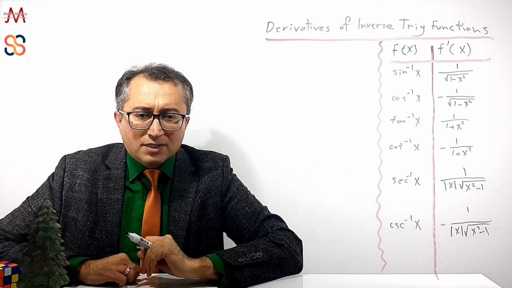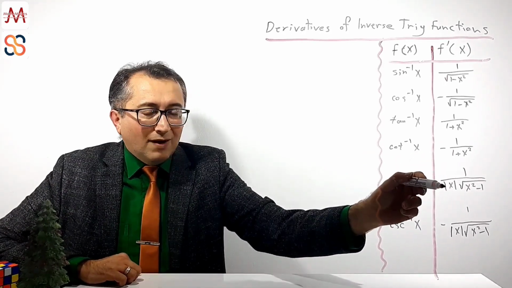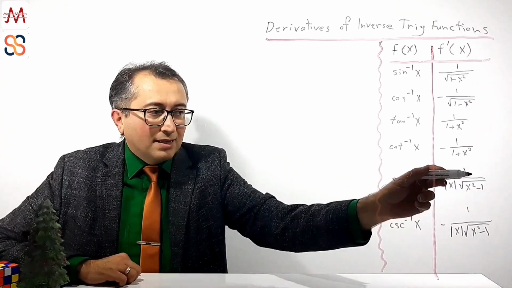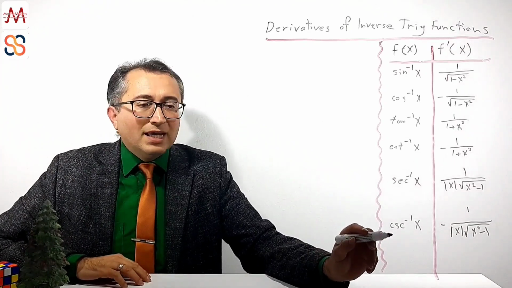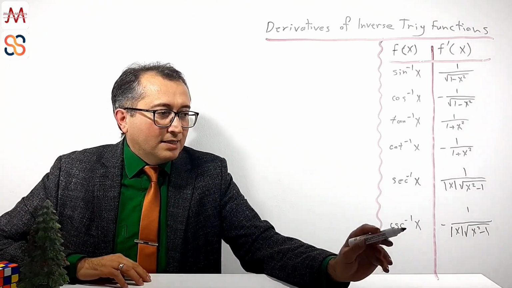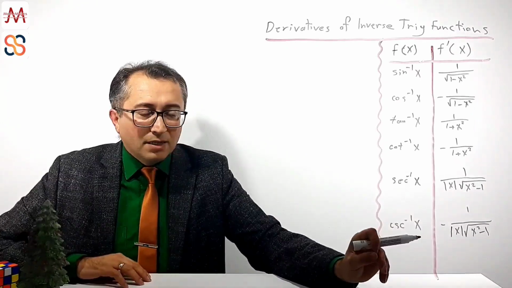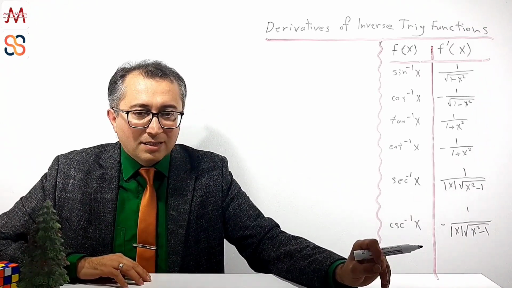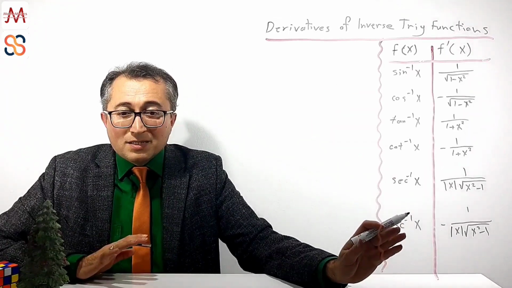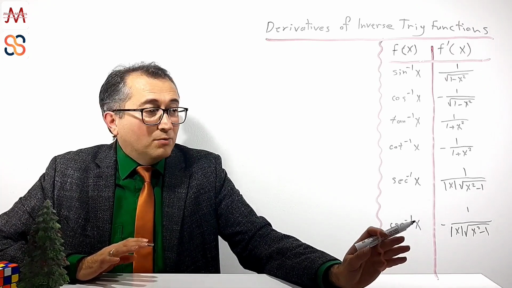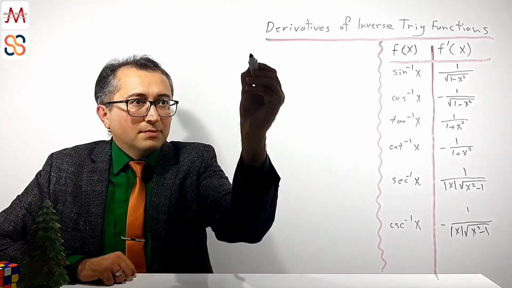The derivative of inverse secant x is 1 over absolute value of x times radical x squared minus 1. And finally, the derivative of inverse cosecant x is negative 1 over absolute value of x times radical x squared minus 1. I know these equations are a little bit complicated and hard to memorize. Anyway, let's try to solve some problems.